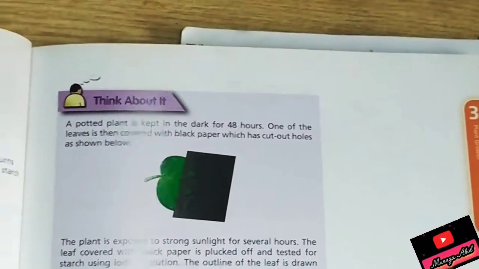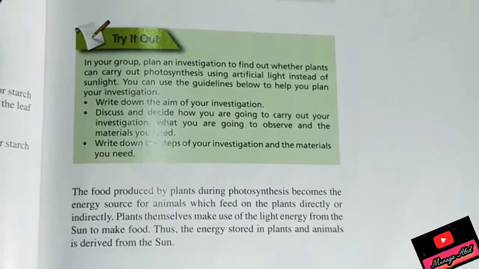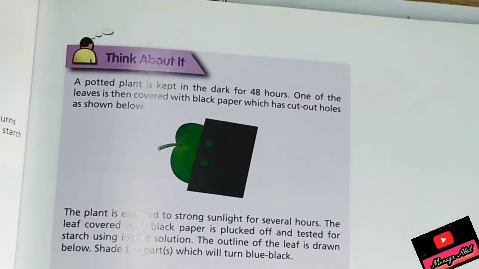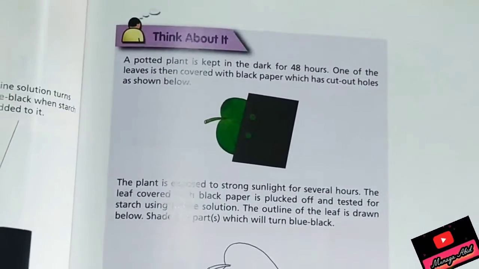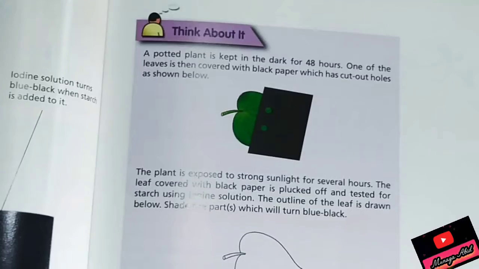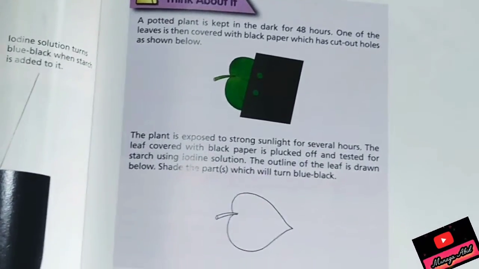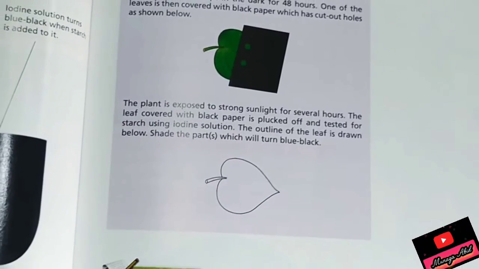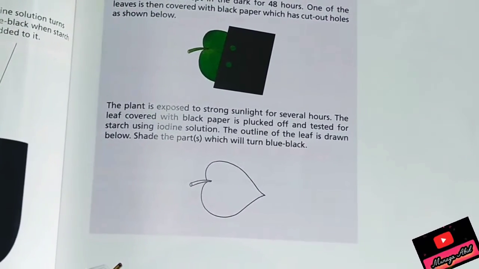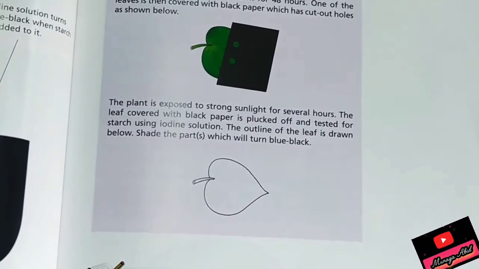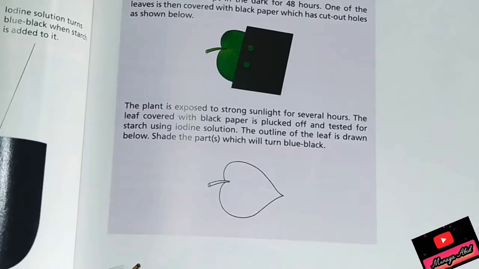Now, there is another thing about it as shown on page number 59. They are saying that there is a plant potted in dark for 2 days, 48 hours. One leaf is then covered with black paper which has cut out holes as shown. The plant is exposed to strong sunlight for several hours. The leaf covered with black paper is plucked off and tested for starch using iodine solution.